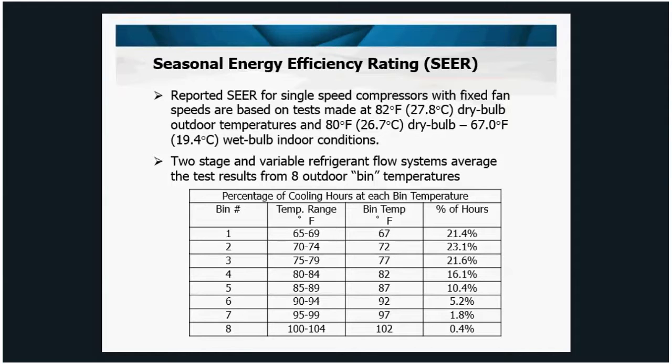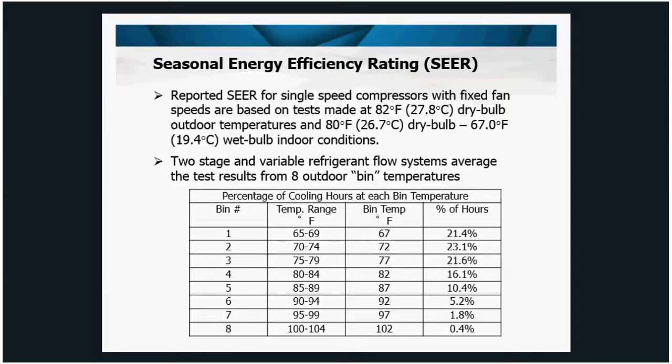And they weight those readings. So they'll take the measurement at 67 bin, and they'll find out what the EER is there, and then they'll do the same thing at 72, 77, and so forth. Then they weight that, and they weight it by the percentage of hours that you stay at each individual set of temperatures. So 21% of the total SEER rating is going to be based on what occurs at 67 degrees, and 23% is going to occur at 72 degrees, and so on.